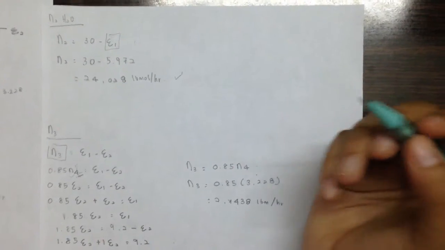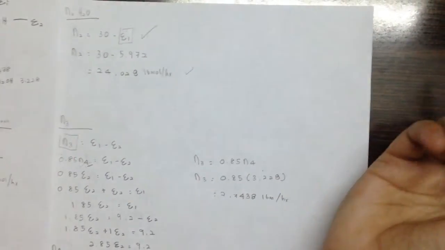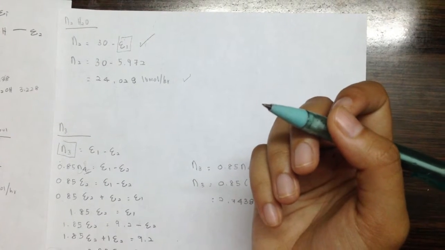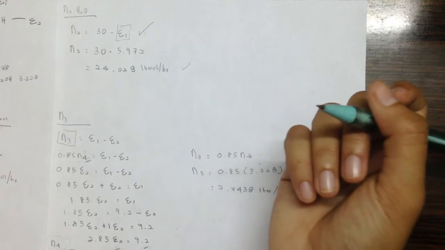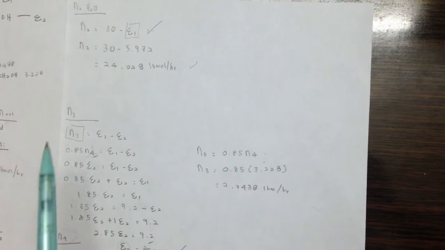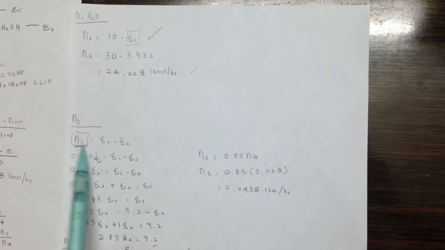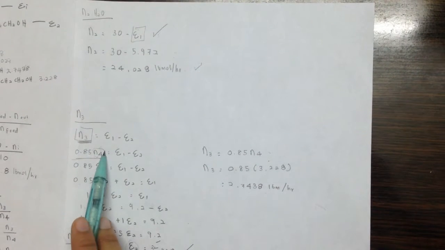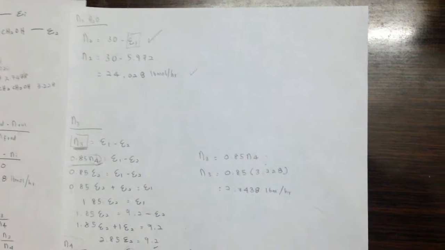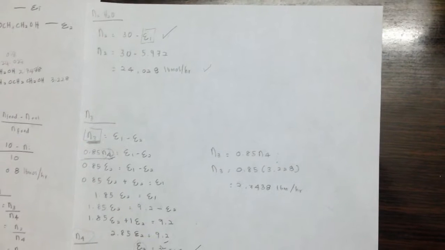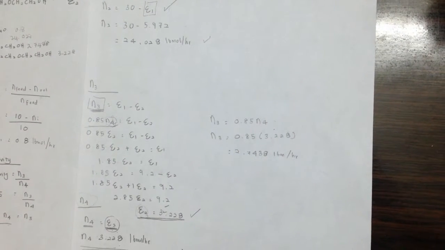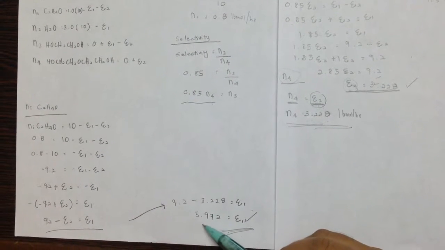For the equation N2, firstly the equation for N2 is 30 minus chi1. Now we didn't know the value for chi1, so we can use the equation for N3 to find chi1 and chi2. The equation for N3 is chi1 minus chi2. We can replace the value for N3 with the selectivity, which is 0.85 N4. So we replace here, and we can also replace N4 with chi2 because N4 equals chi2. So we use the mathematical method. We get chi2, which is 3.228, and we can insert the value for chi2. We get the value for chi1, which is 5.972.